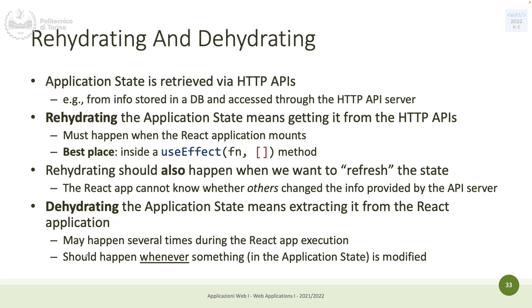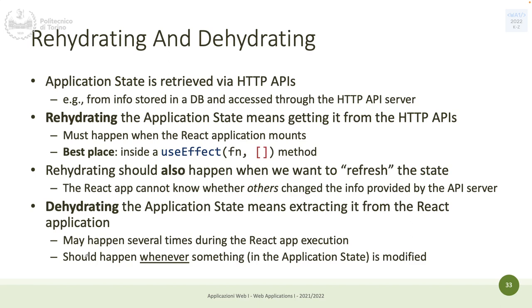So you get back the information, and to minimize what your colleague was saying, to minimize the chance, you get some fresh data sometimes, so that if other clients update the server, you have a newer version of the data. This is just minimizing. And this is read-rating, when you get something. Deed-rating is vice versa, when you extract the state from the React application.